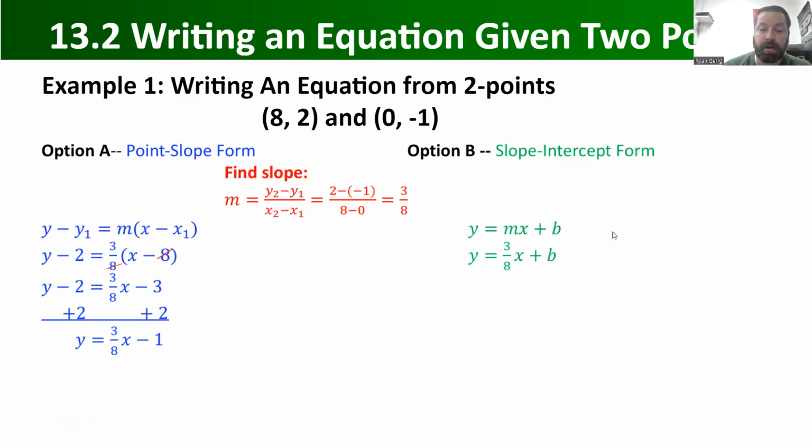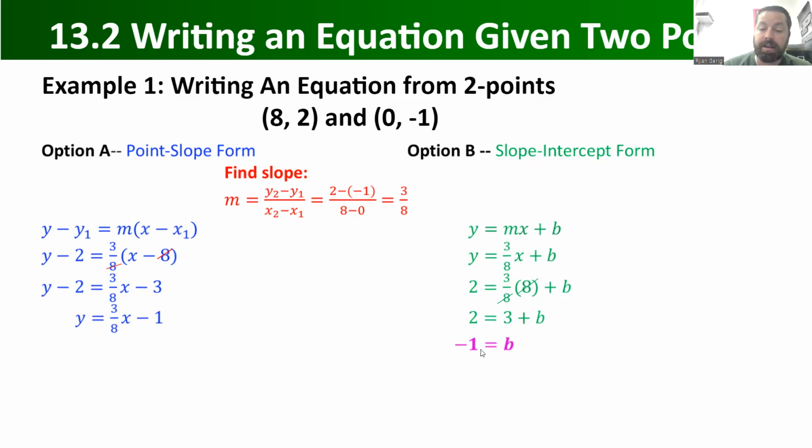So what am I going to do? Well, I'm going to take that same point, 8, 2, and I'm going to plug 2 in for y. The slope is 3/8. And then the x coordinate of that point is 8. So I'm going to put that in for x. And we still don't know b, so that's my variable in this equation. So now I'm just going to solve this for b. 3/8 times 8 is 3 plus b.